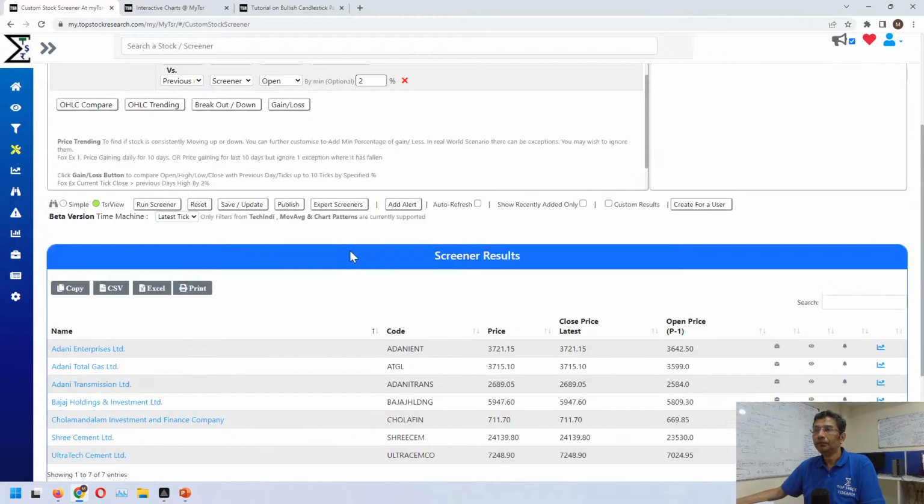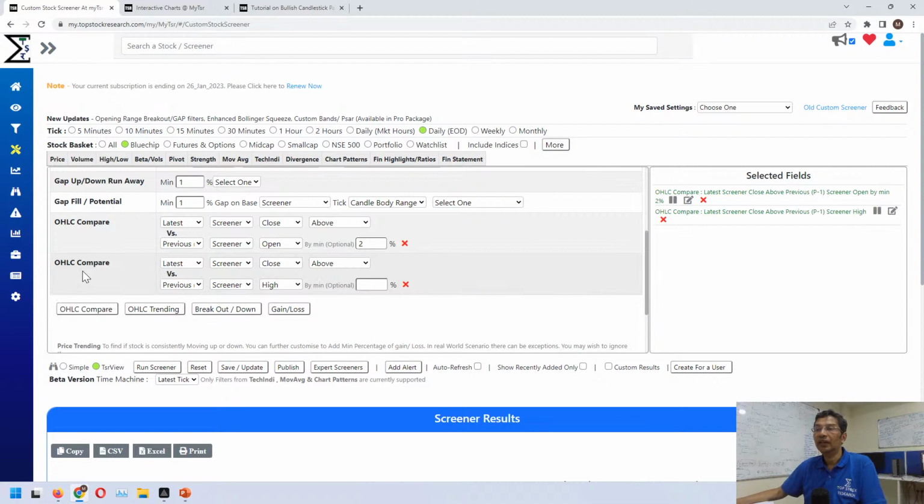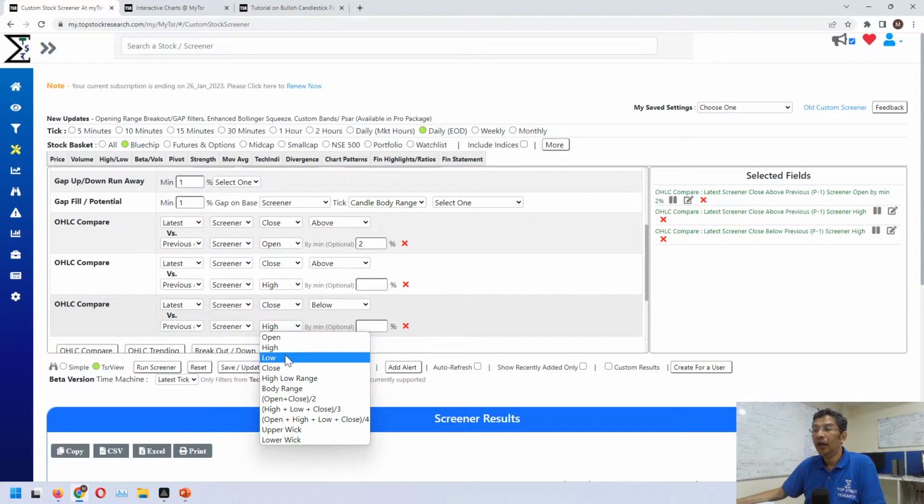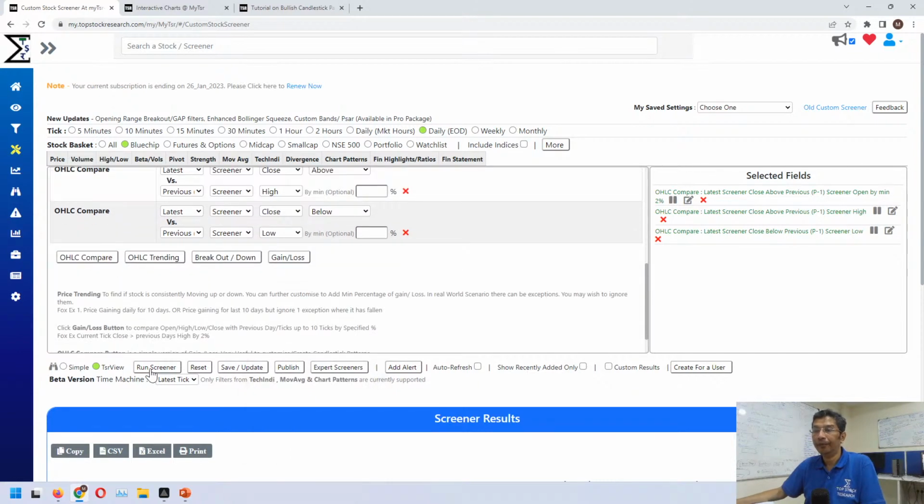Then the next one is, you should be looking at latest close is above the P minus 2 high. What we are trying to do is, from one place we found the rightmost candle, and it should have a range of higher and lower compared to the last many ticks. Then add latest day close below previous day low. When we look at this, unfortunately, no results.